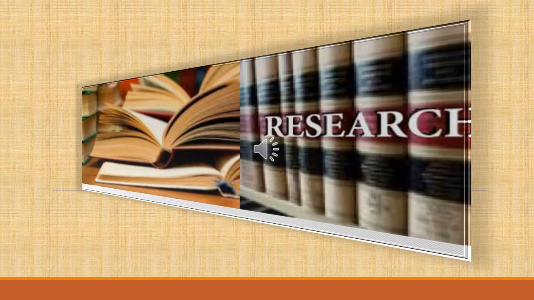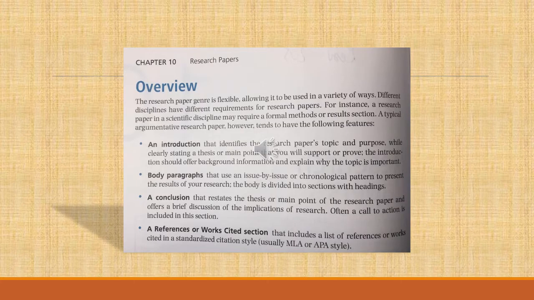Okay, let's look at the overview of the research essay. Okay, so overview. The research paper genre is flexible, allowing it to be used in a variety of ways. Different disciplines have different requirements for research papers. For instance, a research paper in a scientific discipline may require a formal methods or results section. We won't have that within this class. A typical argumentative research paper of an English discipline, such as this class, however, tends to have the following features.